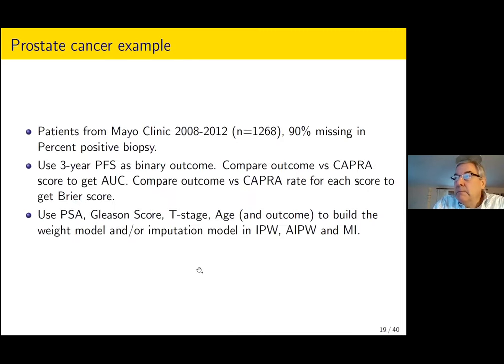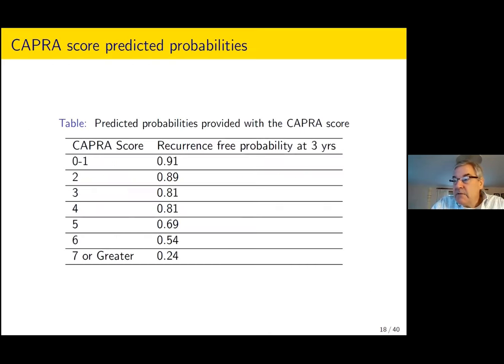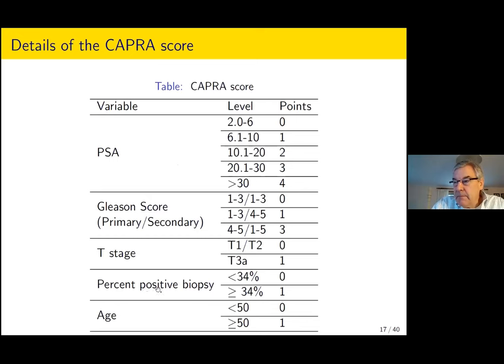Anyway, so that's for the CAPRA score. This is a paper from a student, part of our dissertation. My colleague had data available from Mayo Clinic, in Minnesota, the very cold part of the US. Anyway, 1,200 patients. And one variable, percent positive biopsy, is missing a lot of values in this data set. All these other things are very standard.